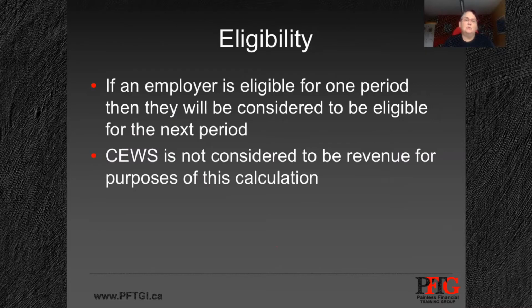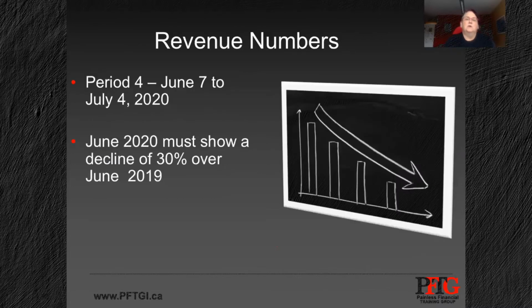If you're eligible for May, then you're eligible for this time period as well. If you weren't eligible for May, but you are eligible in June, then you will be eligible for period 5, which is July. And when you're doing your calculations, this subsidy isn't considered to be revenue, so it's not a circular calculation. So to make sure that you're eligible, the time period we're talking about, June 7th to July 4th, it has to show a decline of 30% over 2019.